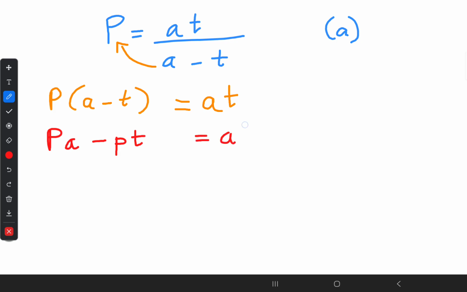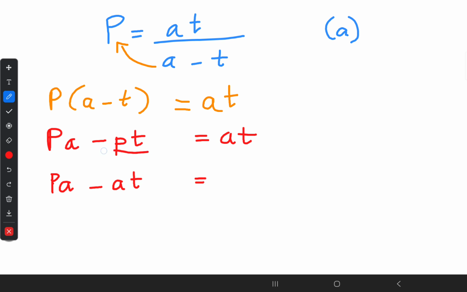So what I need to do is, here we have an a quantity, here also we have an a quantity. So I'll bring a quantities to one side. The pa remains the same. This positive 80 will become negative 80 here.